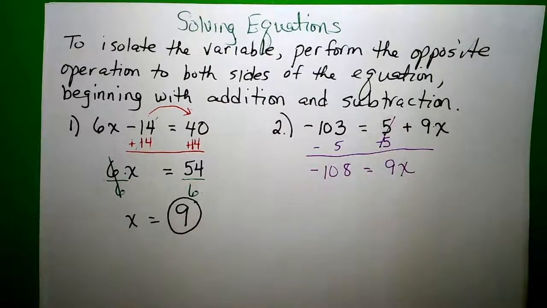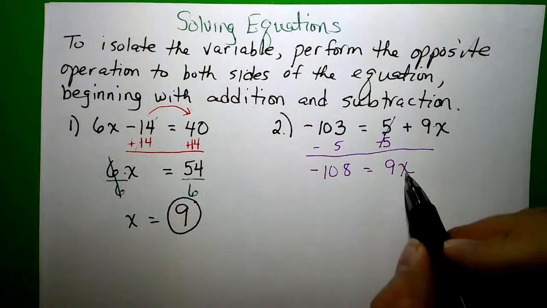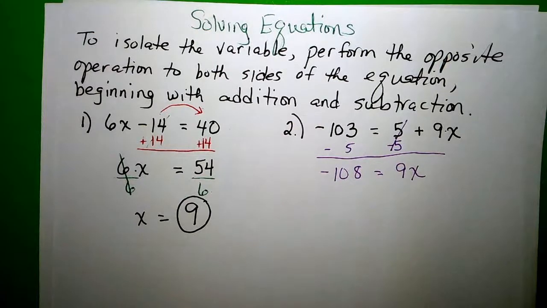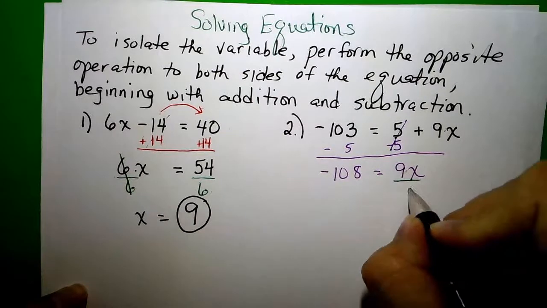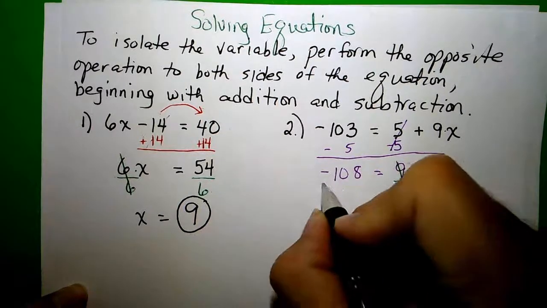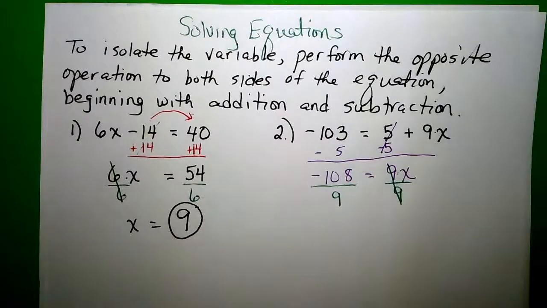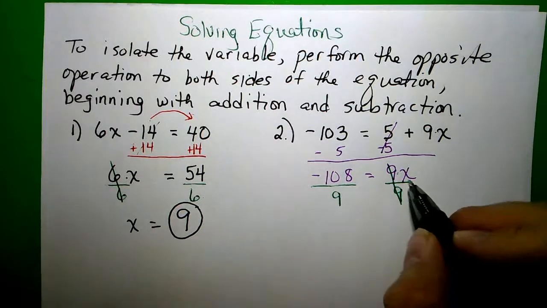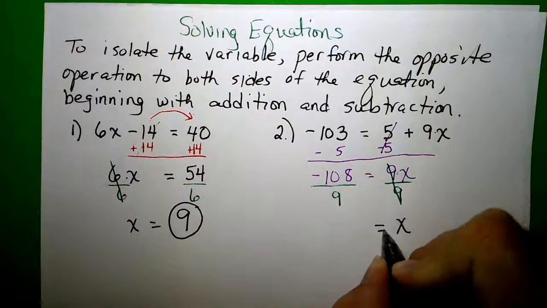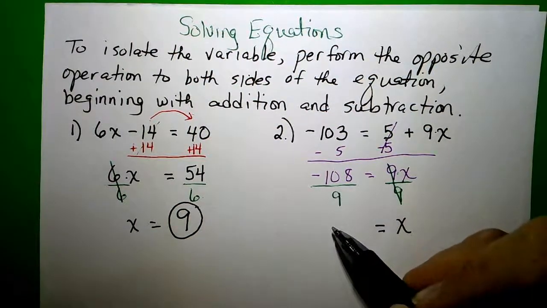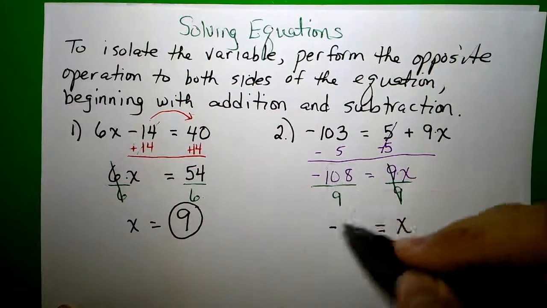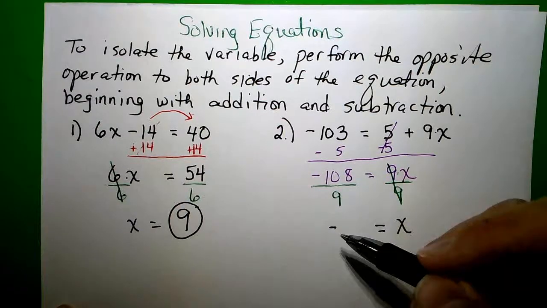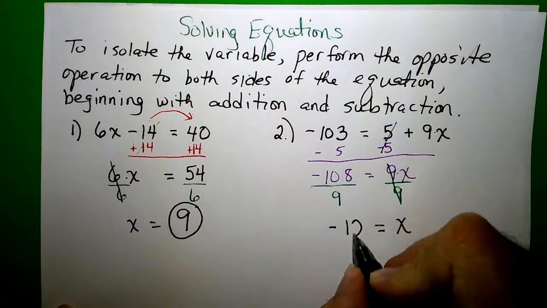9 times x. And now, what would I do to get this x by itself? Well, this is 9 times, so the opposite of multiplication is division, so divide both sides by 9. And we have x on the right equals negative 108 divided by 9. Well, that's going to be a negative number, right? When you divide a negative and a positive, you get a negative. And 108 divided by 9 is 12.